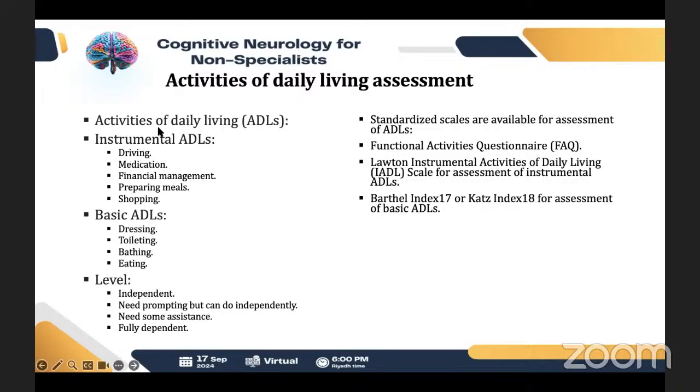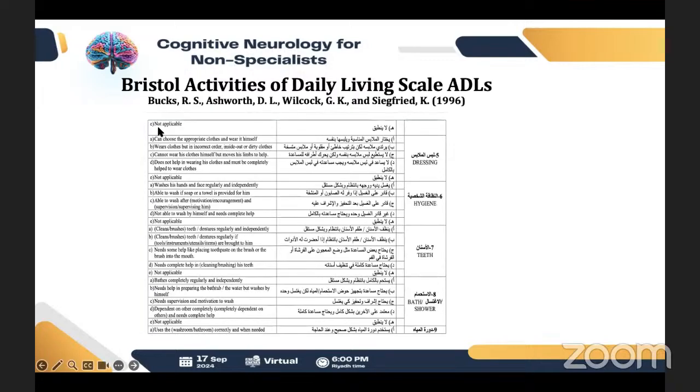Can you go next? So the Bristol Activities of Daily Living is validated in Arabic. It was validated in Saudi Arabia by Dr. Walid Al-Kredi and his group. It's available on the Ministry of Health website on Shaham for those who work in the Ministry of Health, and the paper is available online. If you search Bristol Activities of Daily Living Arabic validation, you can find it.